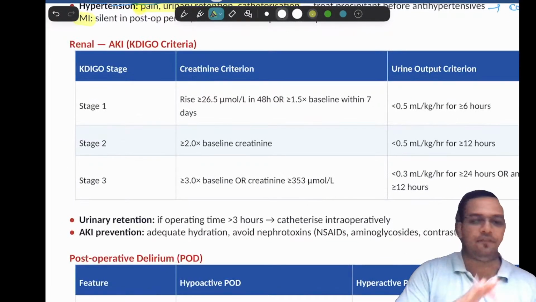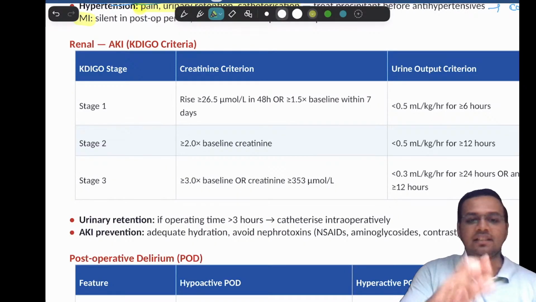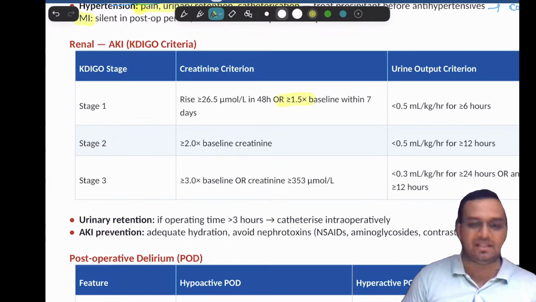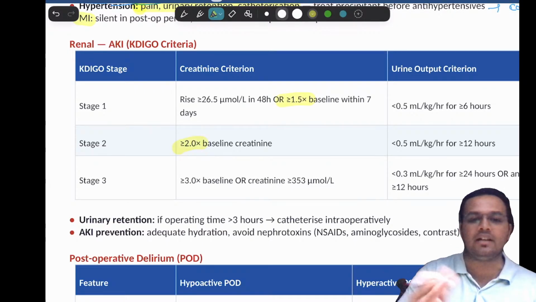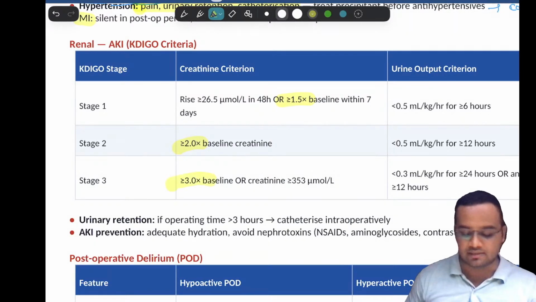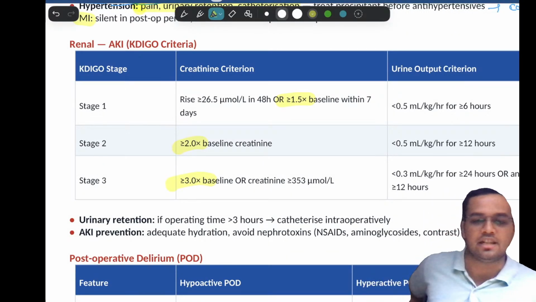Then comes your renal failure. These are the medicine definitions. I'm not adding anything to it. Whenever there is a rise in the creatinine, let's consider that the patient's creatinine is more than 1.5 times baseline. It is stage 1. More than 2 times creatinine is stage 2. At 3 or more than 3 times, it is KDIGO stage 3.